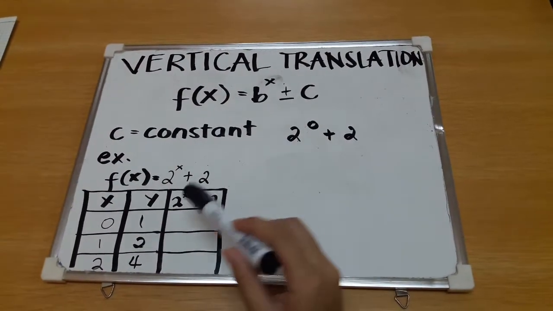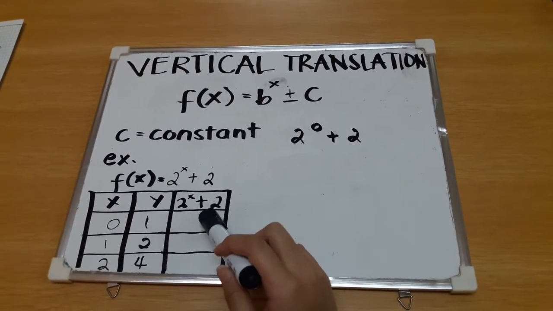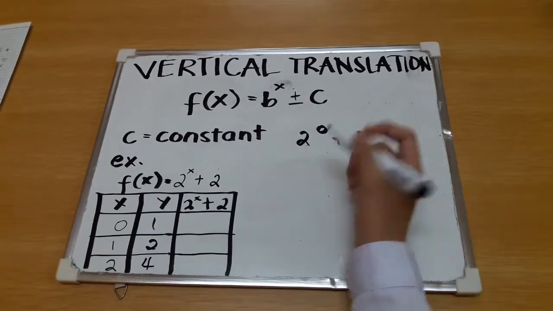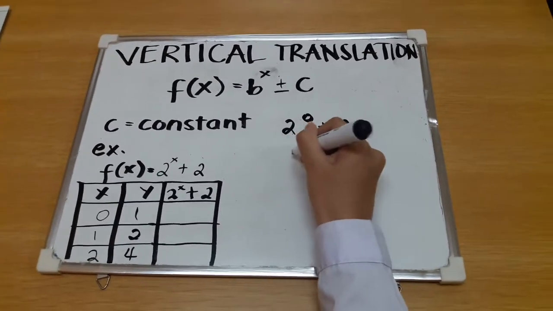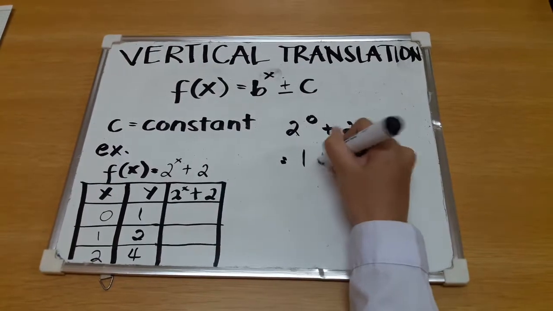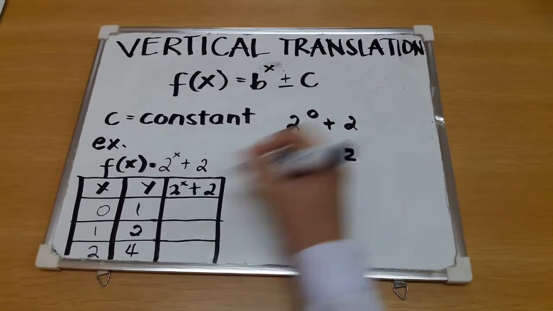Now let's move on to solving this group of points. First, let's substitute x with 0. 2 raised to 0 is 1, plus 2 is equal to 3.